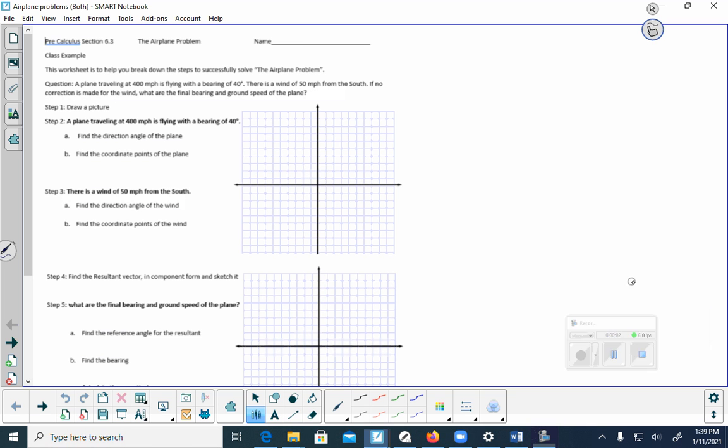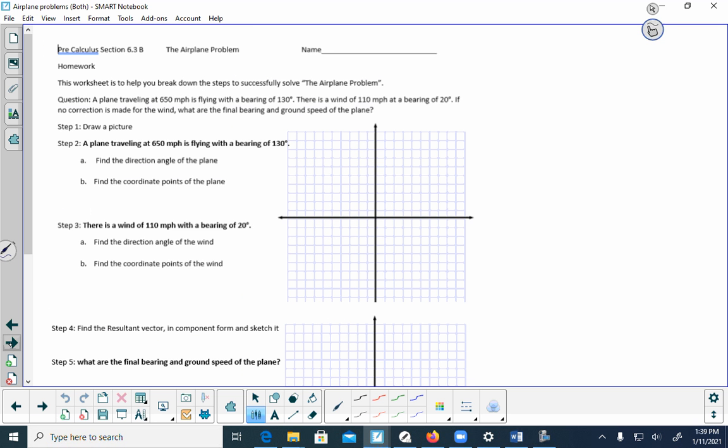Hello, this is Mrs. Ward, and I'm going to go over the plane problem that was the homework, not the classwork. So you're looking at the one that says homework, and you have a plane traveling at 650 miles per hour, flying at a bearing of 130 degrees. There is a wind of 110 miles per hour at a bearing of 20 degrees. If no correction is made for the wind, what are the final bearing and ground speed of the plane?